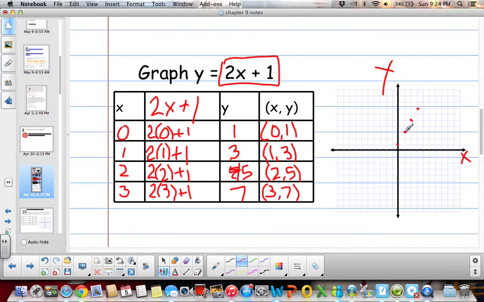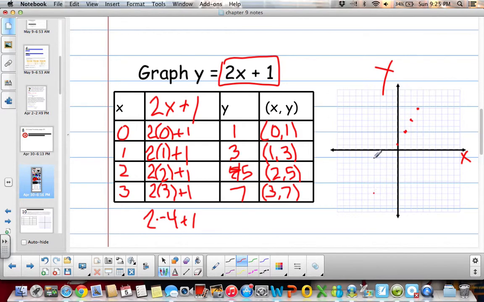If you put 10 in for x, 2 times 10 is 20. Let's not do 10. 2 times negative 4. Let's do that. 2 times negative 4 plus 1 would be negative 7. So our coordinate point then would be (-4, -7). So we would go 1, 2, 3, 4, and then 1, 2, 3, 4, 5, 6, 7.